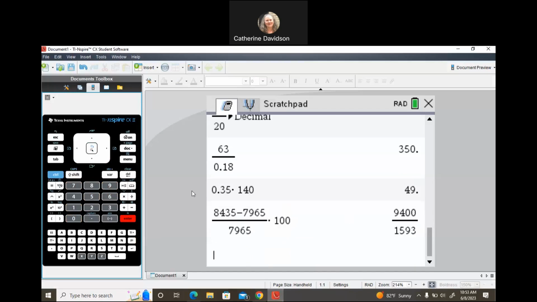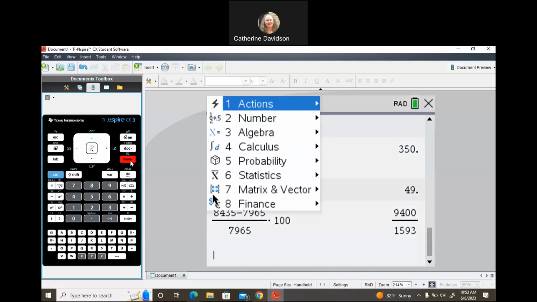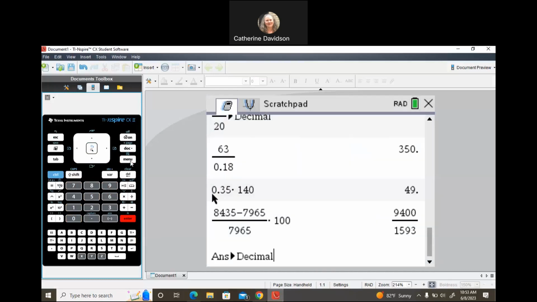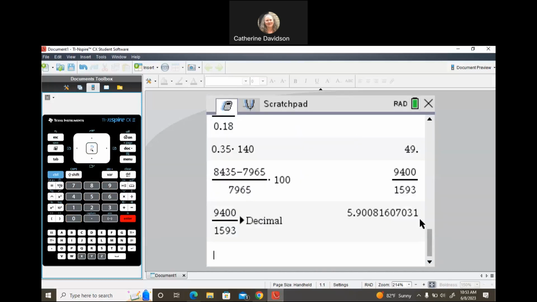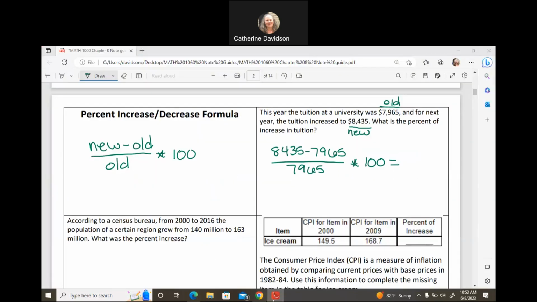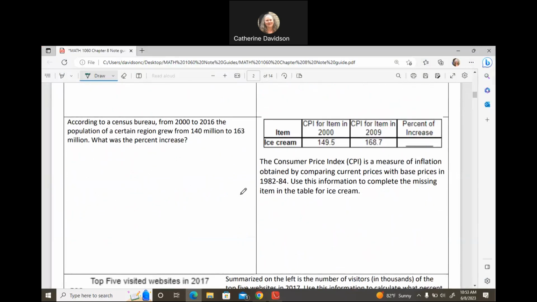Now we do need this as a decimal, so we're going to hit menu, number, and convert to decimal. And let's just round to the nearest whole. So that's going to be 6%. Just check and see what they want you to round to, whether it's a whole number, 1 or 2 decimal places.